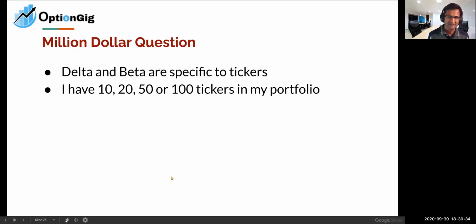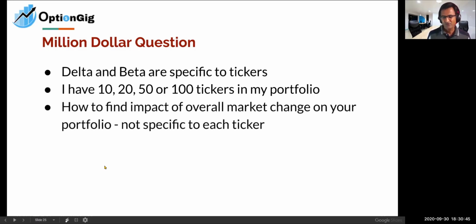We have folks in our community who are day traders. They are full-time traders, they probably will have more than 100 tickers, 100 to 150 tickers in their portfolio. So how to find the overall impact of market movement on the portfolio, not specific to each ticker. I'll go bonkers if I have to figure out what happened to FB today, what happened to AMD today, what happened to Google today, what happened to XLU, XLF, XLE. How am I going to manage my positions because I have so many of them? Right? It's simply not possible.